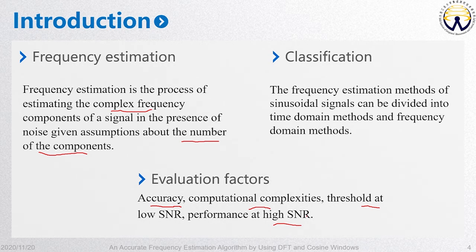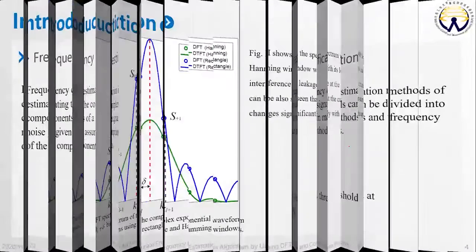Well-known frequency estimation algorithms can be divided into two categories: the time domain estimation algorithm and the frequency domain estimation algorithm. The frequency domain estimation algorithms are mainly based on FFT and DTFT. This paper focuses on estimation by using FFT and DTFT, whereas time domain estimation is a varied problem.